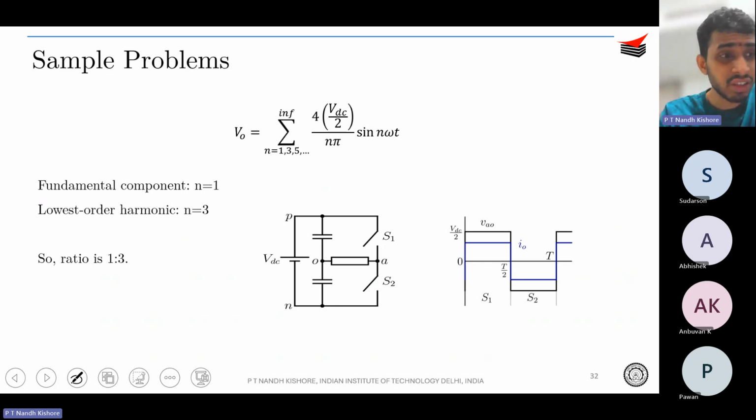The output voltage by Fourier series, right? The even terms will cancel out. N is equal to even will cancel out. So only the odd terms will be remaining. So n equal to 1, 3, 5 to infinity, 4 VDC by 2 by n pi sin n omega t.